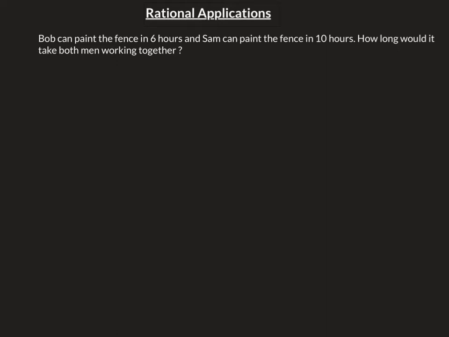Bob can paint the fence in 6 hours. So Bob can paint the fence in 6 hours and Sam can paint the fence in 10 hours. And then our question, how long would it take both men working together?